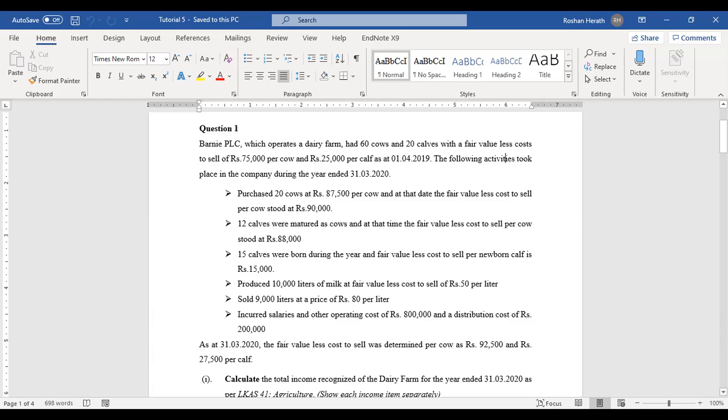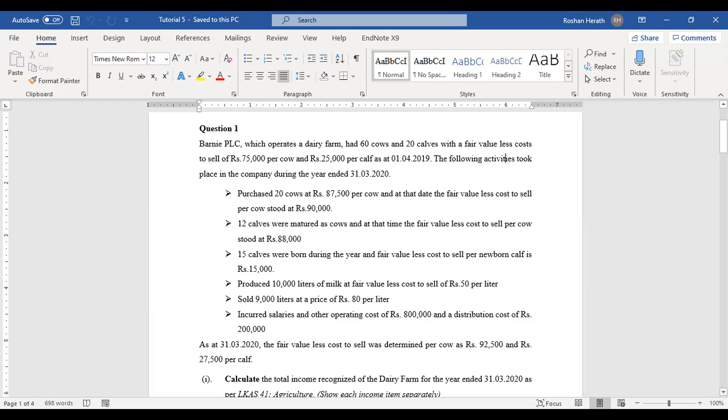And there you can see that they have livestock. It's cows, 60 cows, and 20 calves also. And the fair value less cost to sell per cow and also per calf is given. Further it says that the following activities took place in the company during the year ended 31st March 2020. They purchased 20 cows at rupees 87,500 per cow, and at that date the fair value less cost to sell per cow is given.